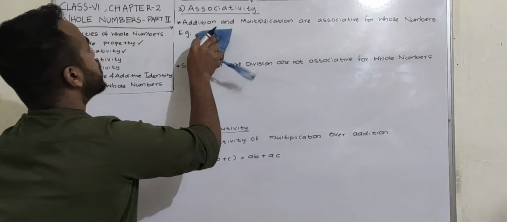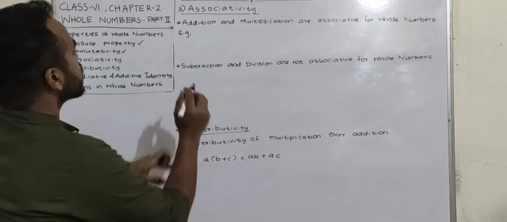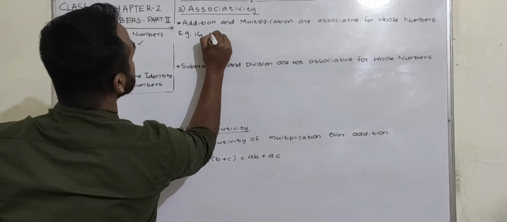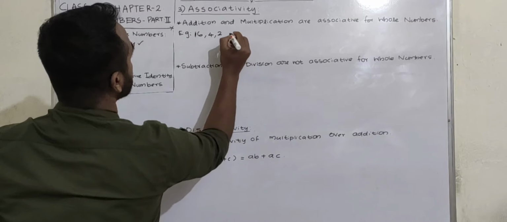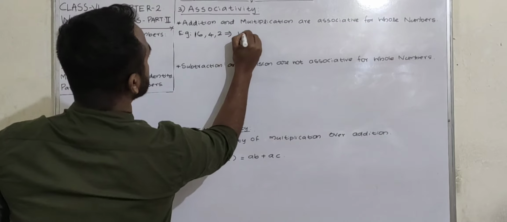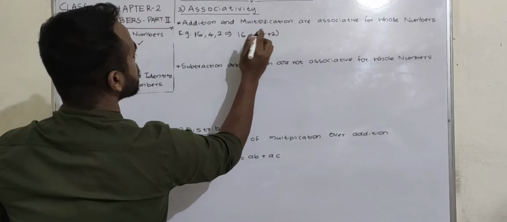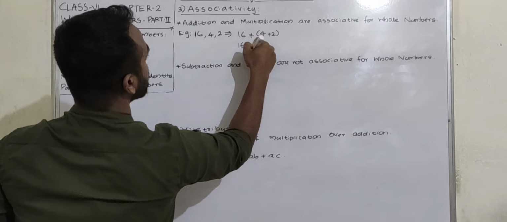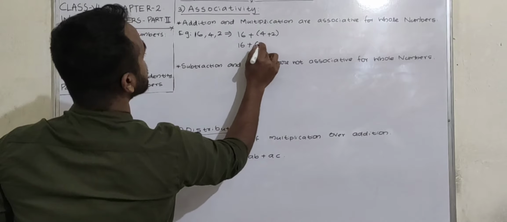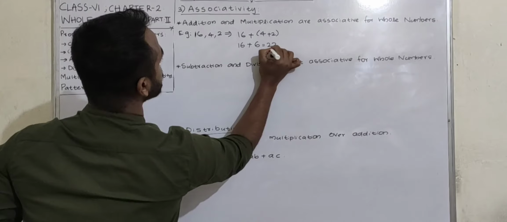If we have three numbers 16, 4 and 2, let's try this one. If you want to add 16 plus 4 plus 2, you can add in this way. 4 plus 2 is 6. 16 plus 6 is 22.